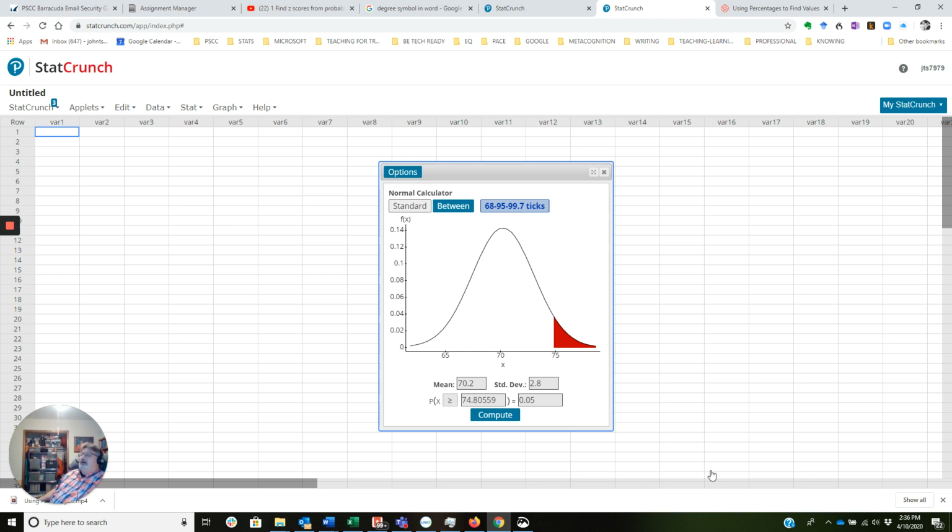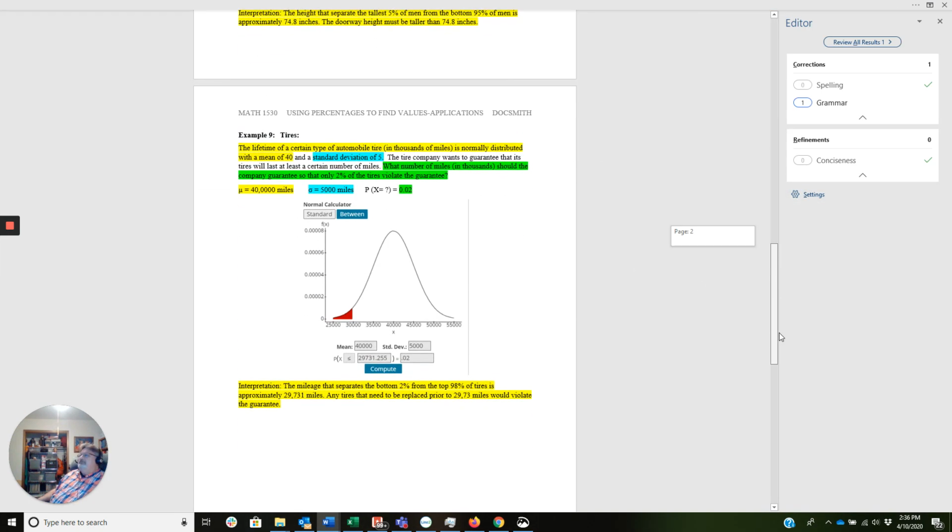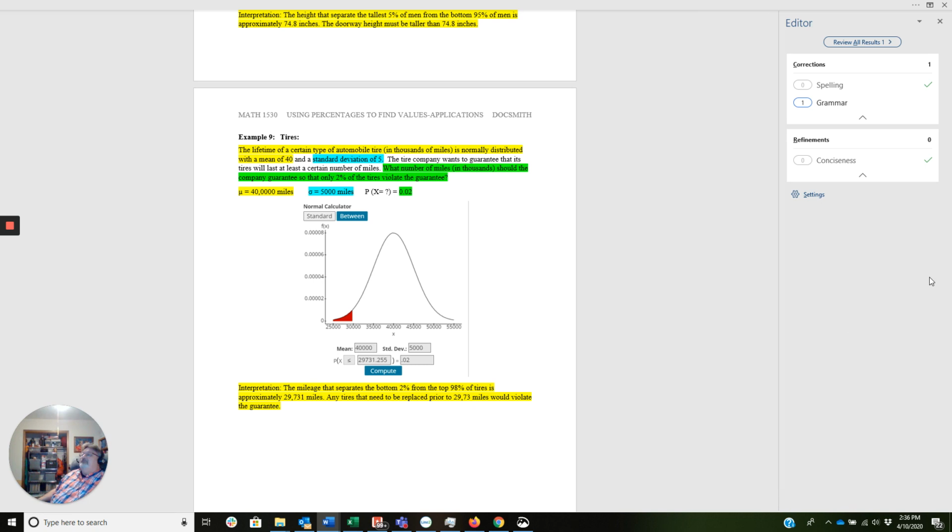So anyway, let's go to our last example, and that is tires. The lifetime of a certain type of automobile tire in thousands of miles is normally distributed with a mean of 40 and a standard deviation of 5. The tire company wants to guarantee that its tires will last at least a certain number of miles. What number of miles in thousands should the company guarantee so that only 2% of the tires violate the guarantee?